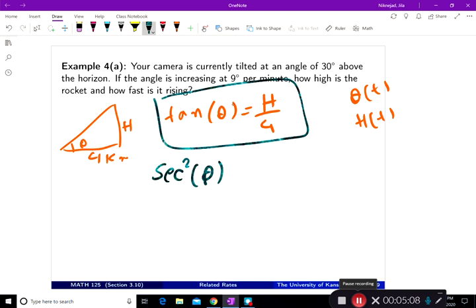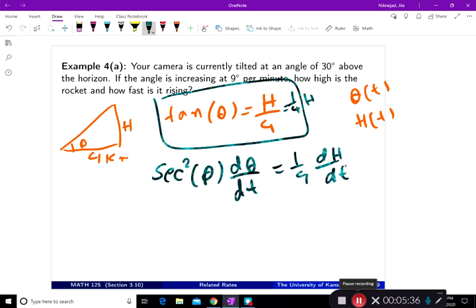That's the derivative of the outside with respect to u. Then the derivative of the inside, which in here is 1/4. I can take the 1/4 out, since this is 1/4 of h, and it's the derivative of h with respect to t.